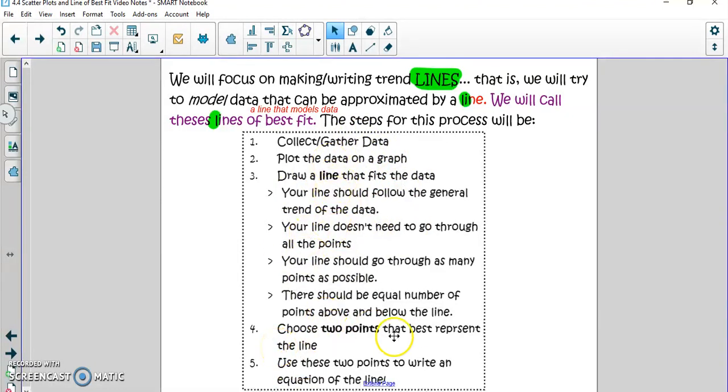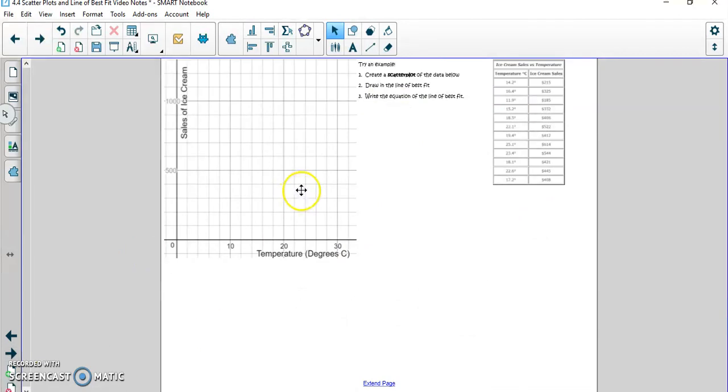So once we have a line, we can choose 2 points, get the slope, and put it into the best form. Just as a quick example, obviously you should write these down in your notes. This is the general set of steps for how we create a line of best fit. So here's an example.